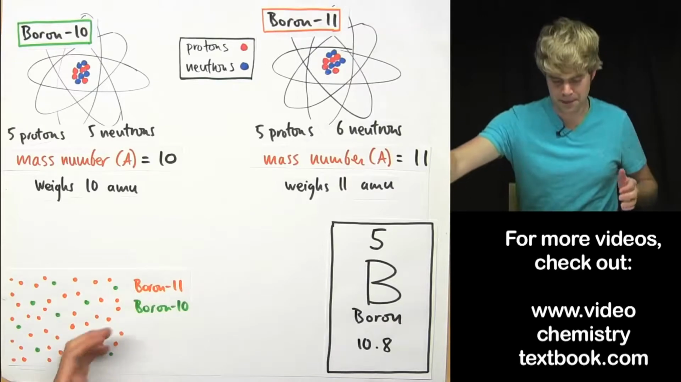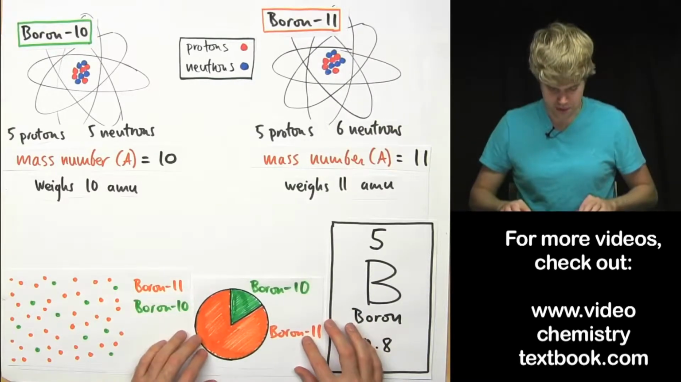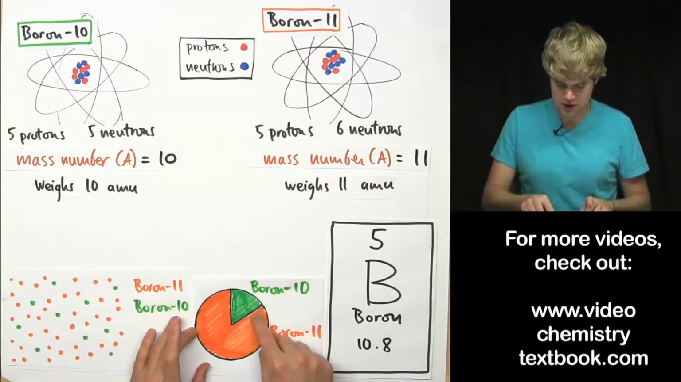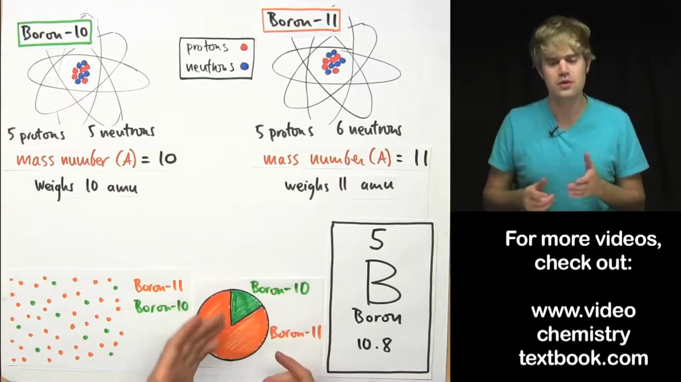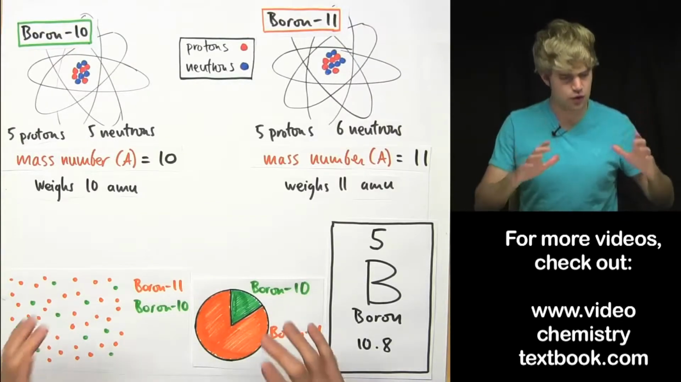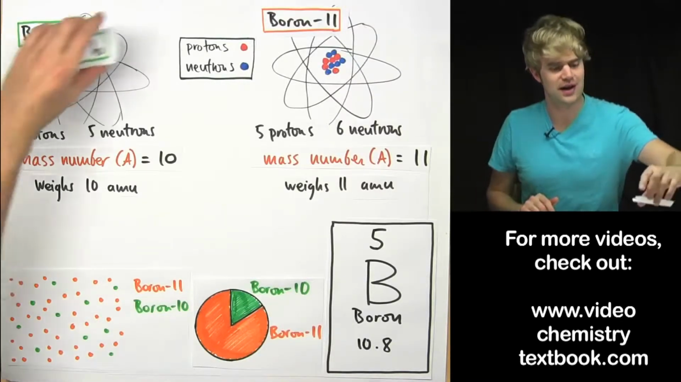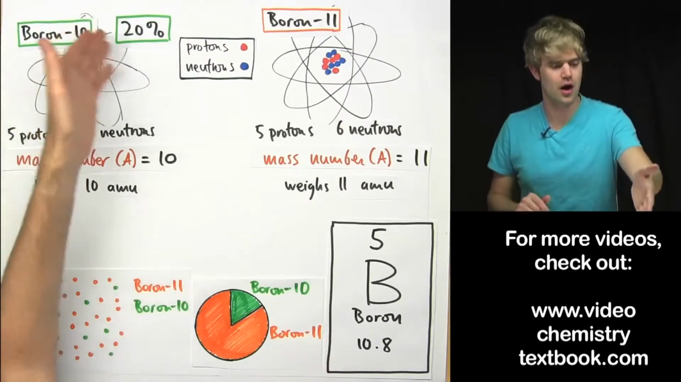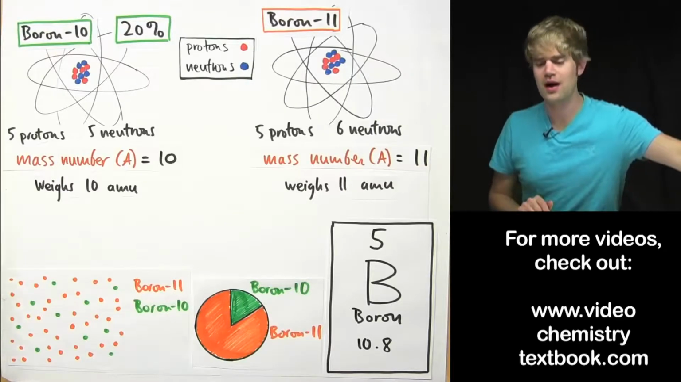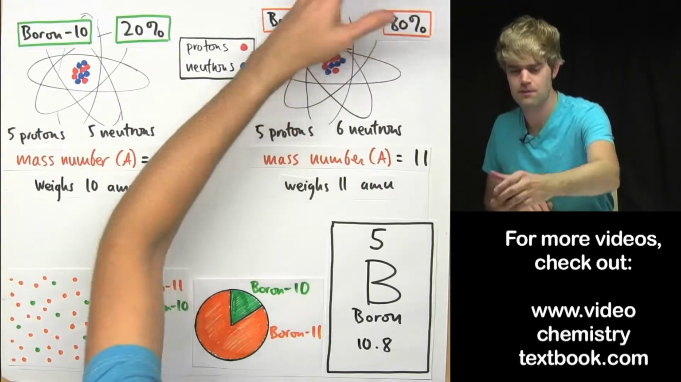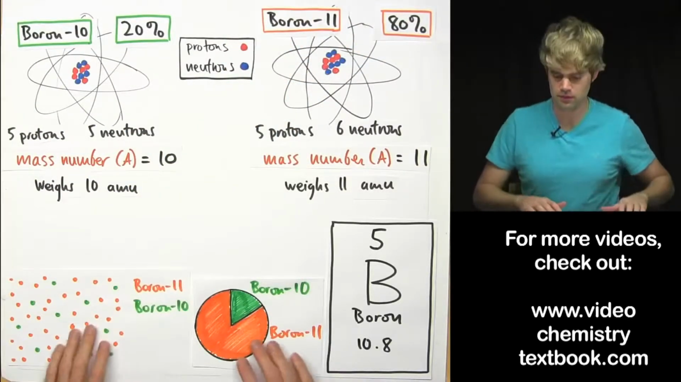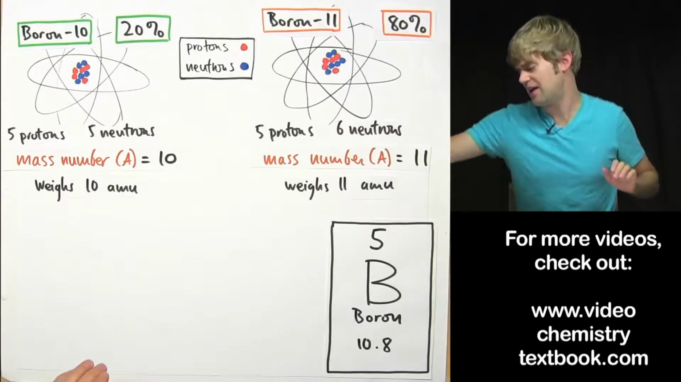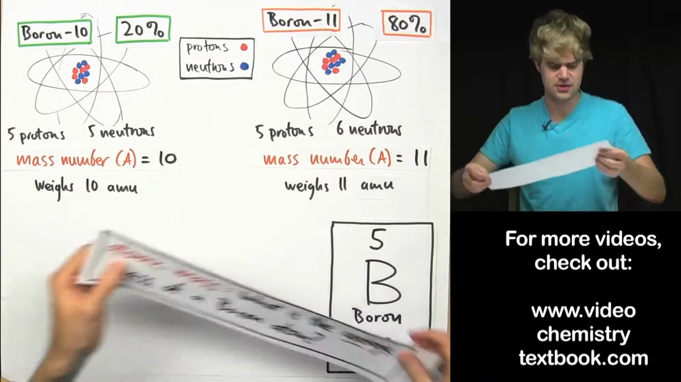We can look at this on a pie chart just to get this point home, and you can see that the vast majority of them are boron 11 with a smaller amount that's boron 10. If you crank through the math here, you'll find out that about 20% of the boron atoms in the world are boron 10, whereas 80% of them are boron 11. This leads us to the idea of atomic mass.